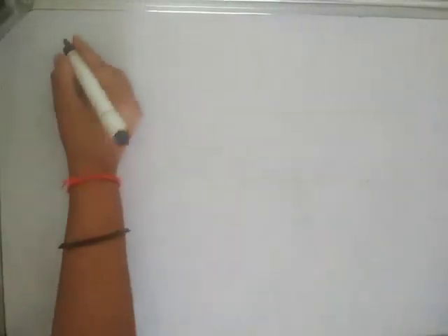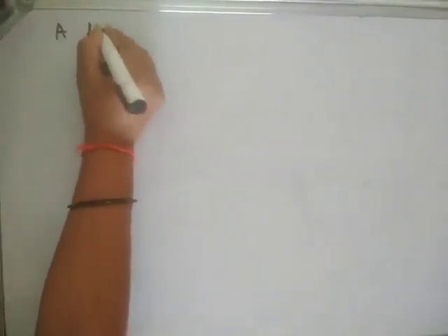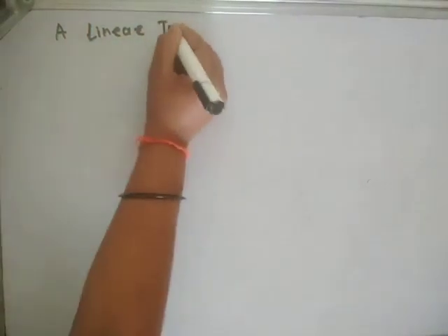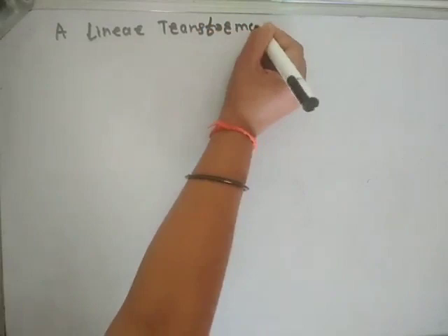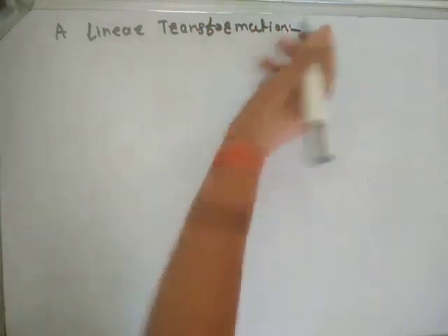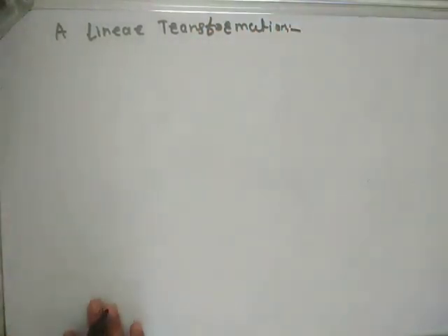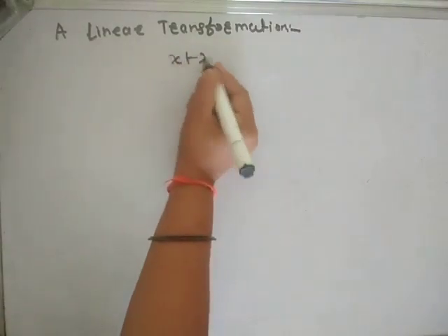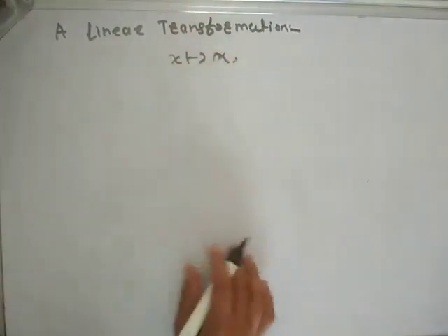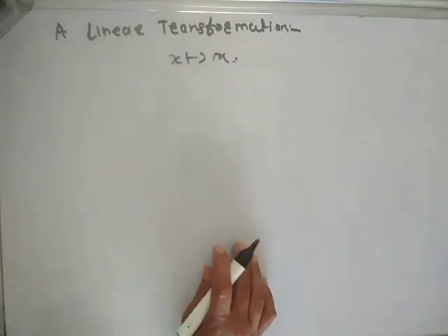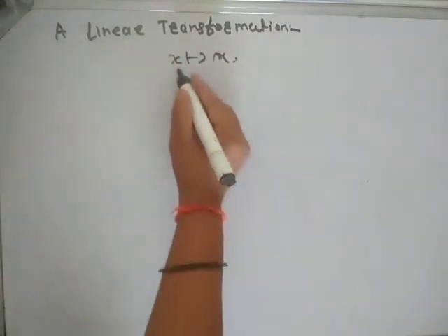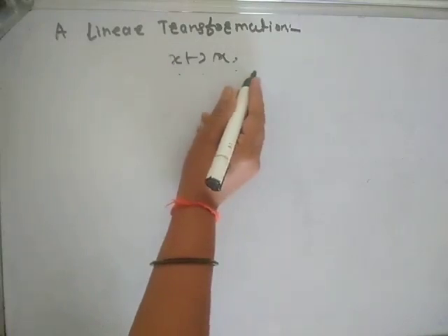Let us see the next topic, a linear transformation. In the last term in the matrix algebra course we learned about a linear transformation x to Ax with reference to Rn to Rm mapping. It is a transformation of a vector x to the vector Ax.